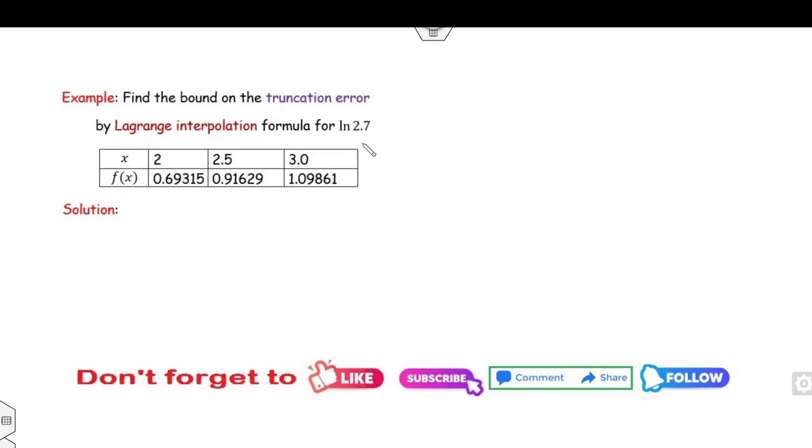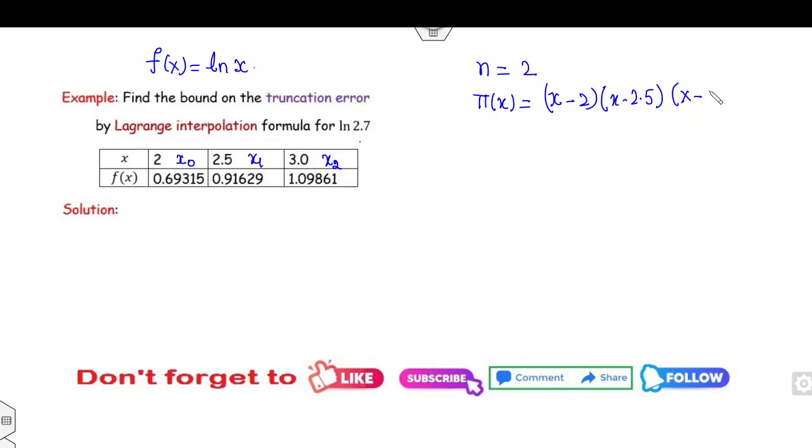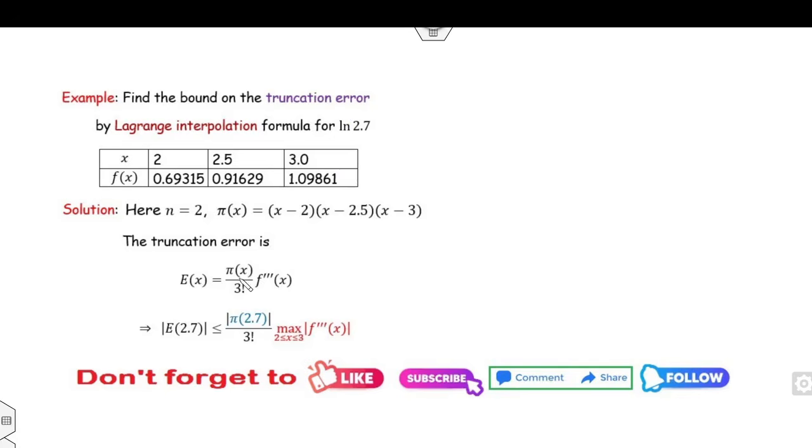Find the bound on the truncation error. Function is given to you, ln of x. What is the n? This number is x0. This is x1. This is x2. So n is 2. Can you define the pi x? X minus 2, x minus 2.5, x minus 3. Fine. And your target is to find the error at the particular point. So that means your x star is given to you, 2.7. Fine. So you can find the value of pi directly at the point 2.7.